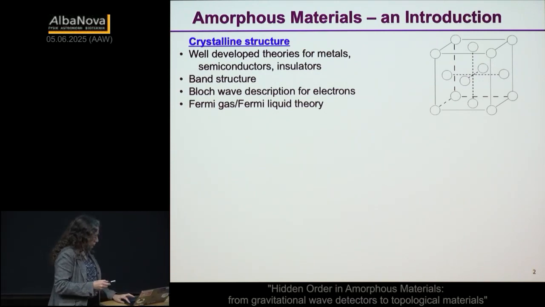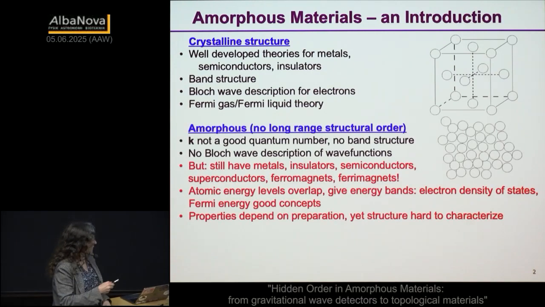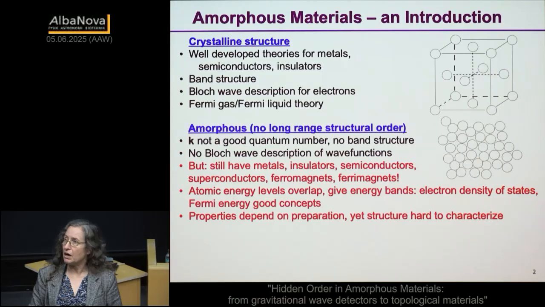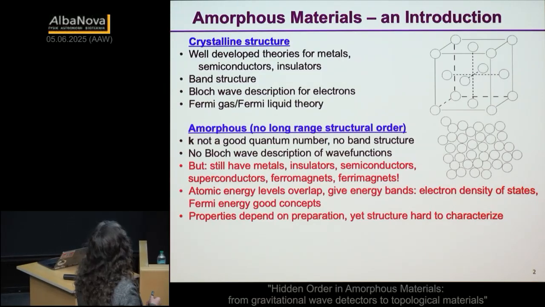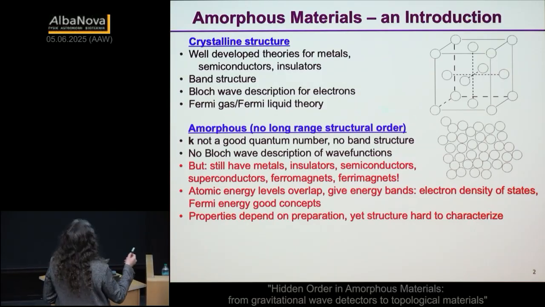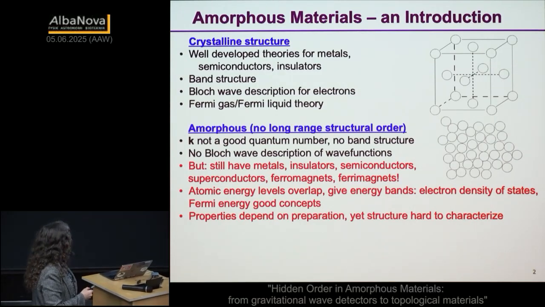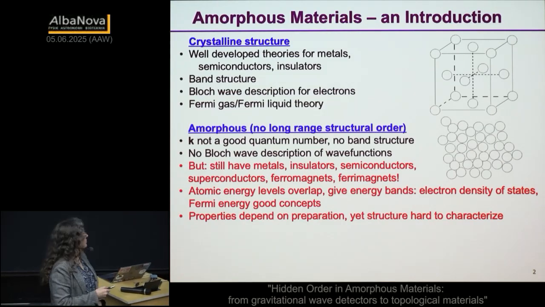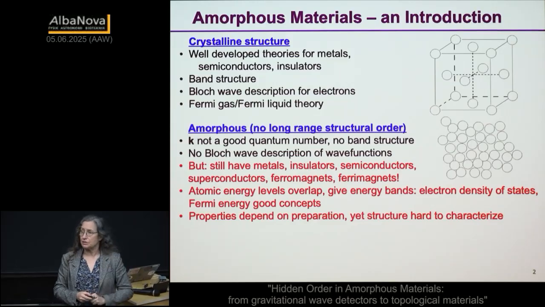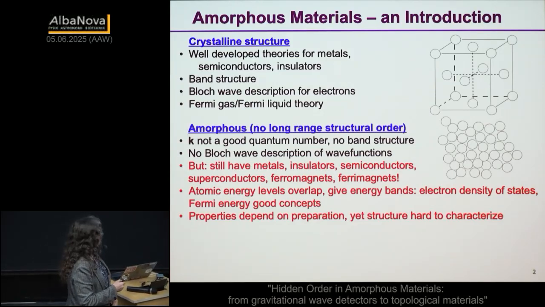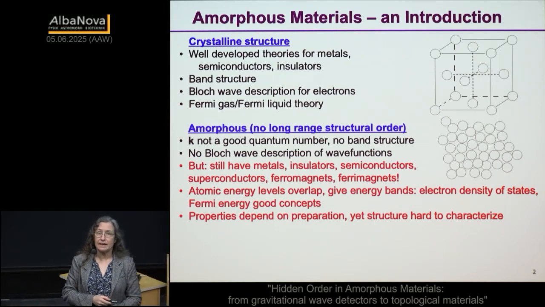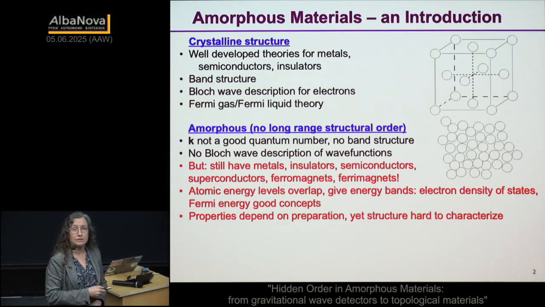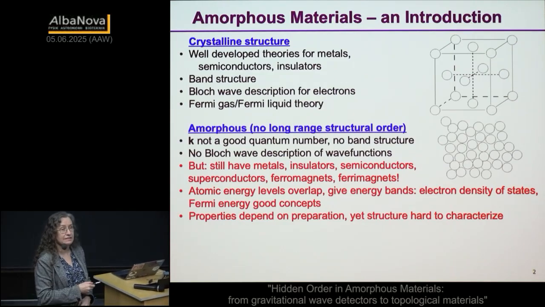When I turn instead to an amorphous material, and I've shown here a blobby mess that's actually taken from an old paper of Bernal's from 100 years ago or so, once I have an amorphous material, there is no long-range structural order, which in turn means that k is not a good quantum number anymore. So that means there is no band structure in the pure sense of the word. There is no Bloch wave description of wave functions, but it is true that most of the properties that we are trying to describe in condensed matter physics still exist.